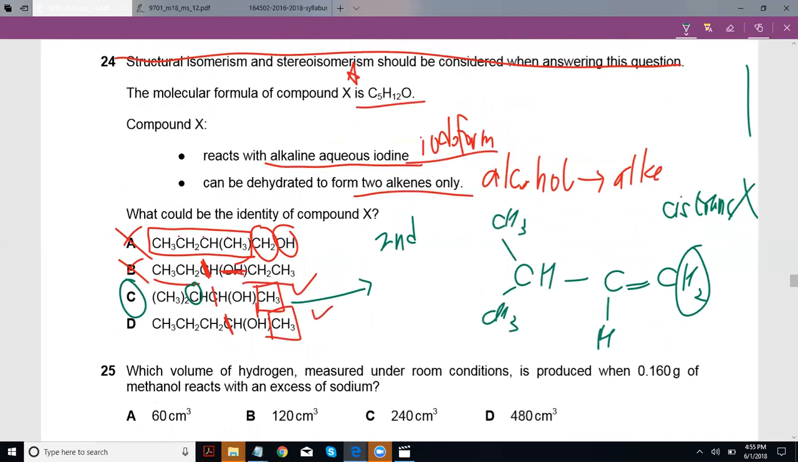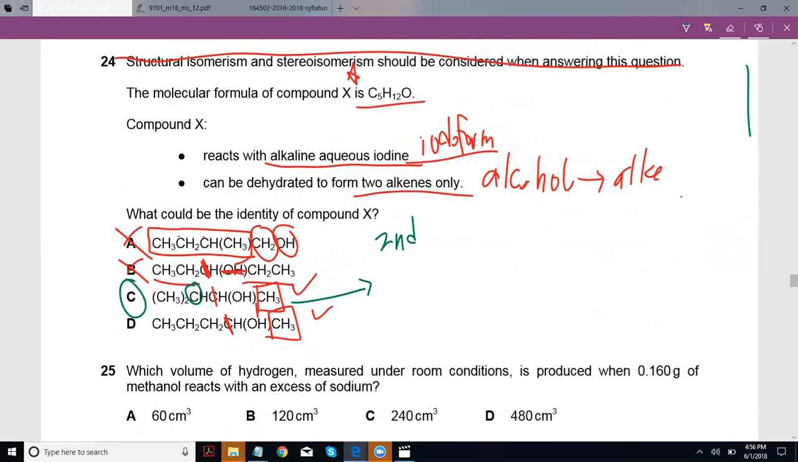So this can't undergo cis-trans either, which means that this clearly would be the one that I just drew, one of the alkenes, and the other one that I drew before would be the second one. So it could only have two alkenes, which works.